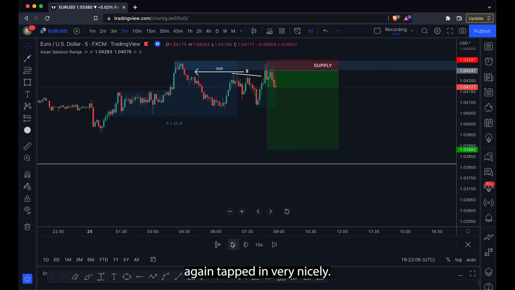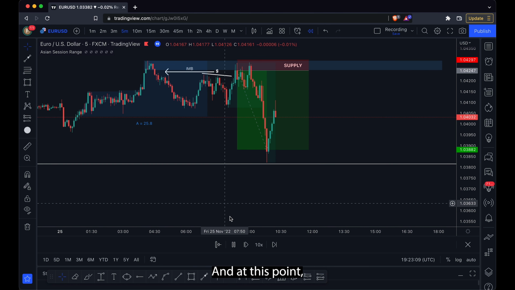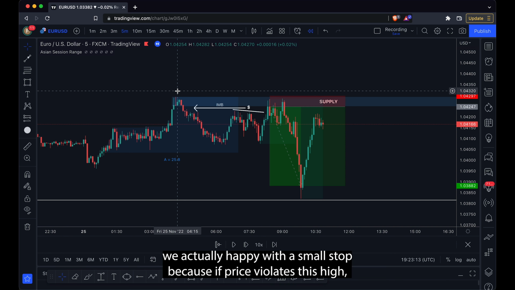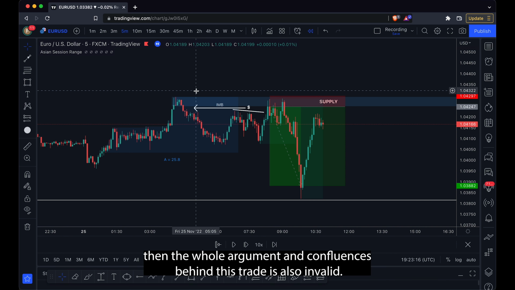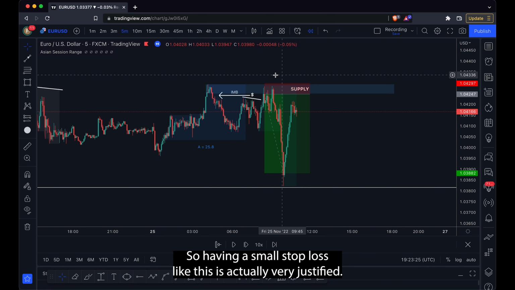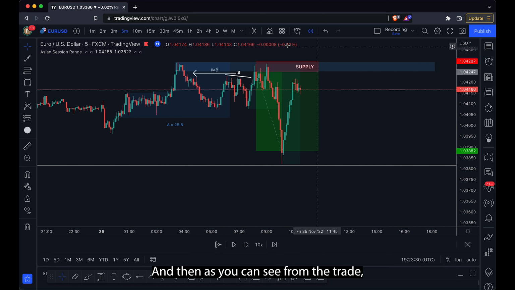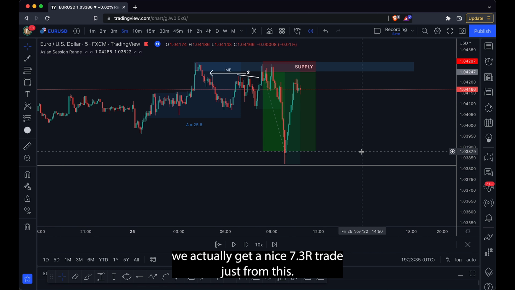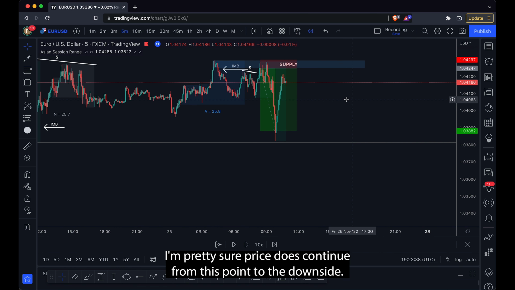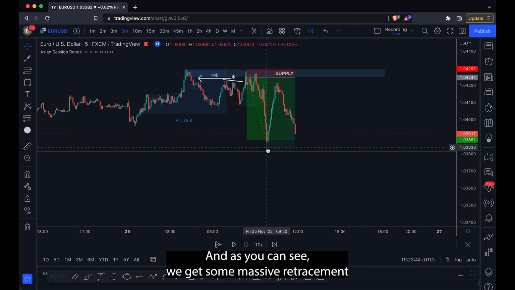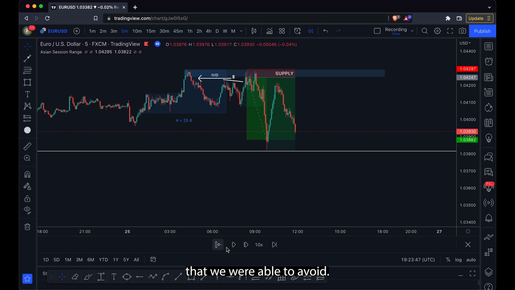We get tapped in very nicely, and at this point we're actually happy with a small stop, because if price violates this high, then the whole argument and confluences behind the trade is also invalid. So having a small stop loss like this is actually very justified. And then as you can see from the trade, we actually get a nice 7.3R trade just from this. I'm pretty sure price does continue from this point to the downside, and as you can see, we get some massive retracement that we were able to avoid.